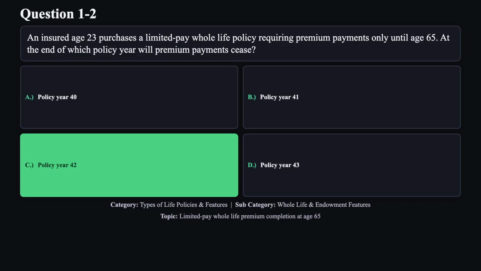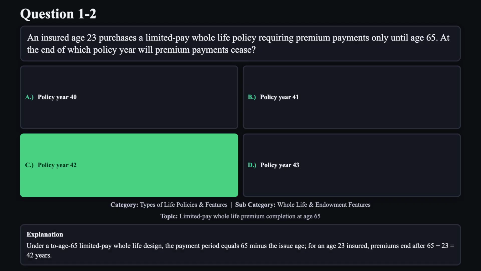The correct answer is C. Under a to age 65 limited pay whole life design, the payment period equals 65 minus the issue age. For an age 23 insured, premiums end after 65 minus 23 equals 42 years.